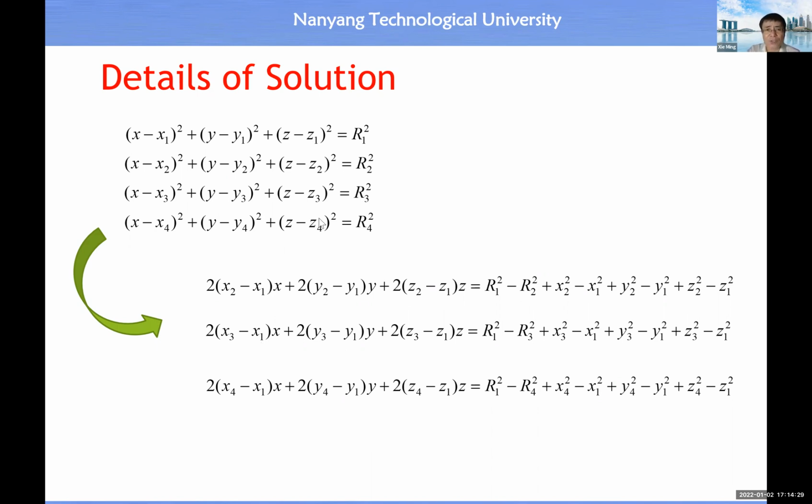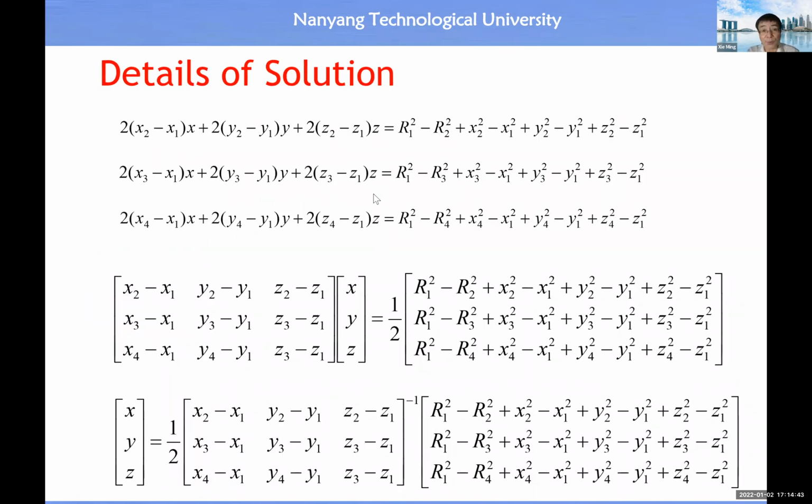Let the first equation be subtracted by the fourth equation here. Then we obtain this third equation, all right? Then we can put these three equations together to form a matrix equation. Then we'll see this is a 3 by 3 matrix, and this is a 3 by 1 vector, right? And this is a square matrix.